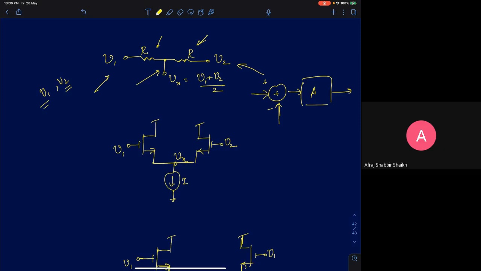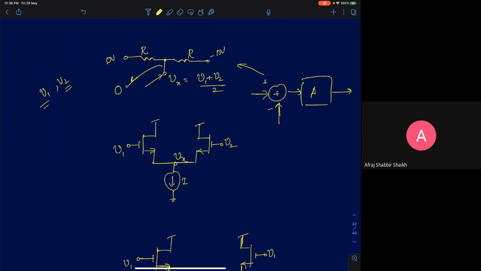And again, this can be very trivially proven using superposition. You can use superposition and show what is the node voltage at this point. Now let's assume I'm applying a voltage delta V and minus delta V. What will be the voltage at this point? If I apply delta V and minus delta V, the voltage at the center is going to be 0, right? It's the average of the two voltages, so therefore it will be 0.